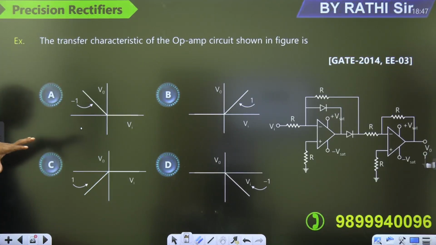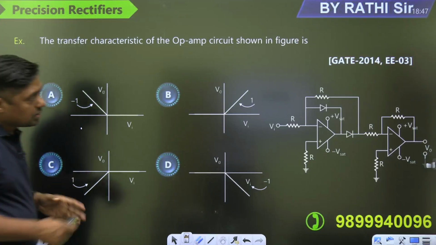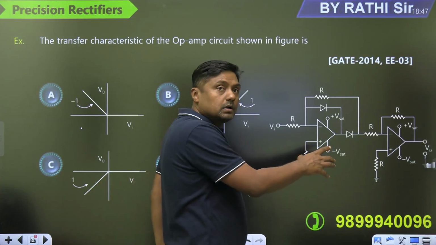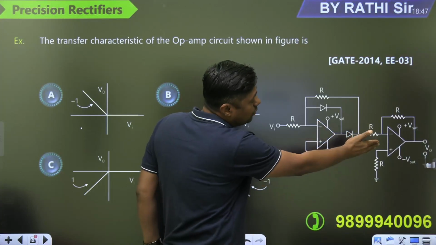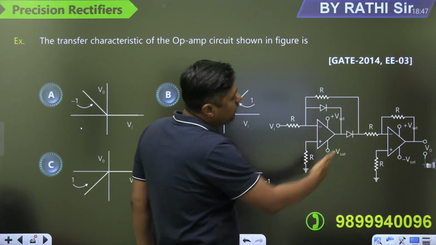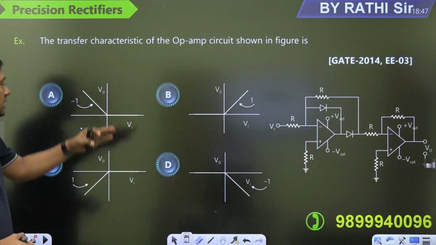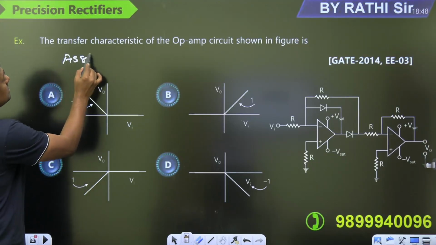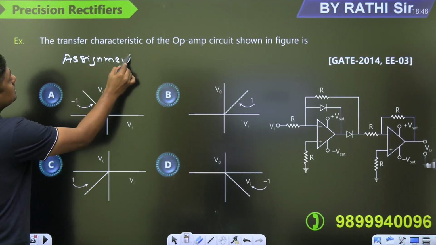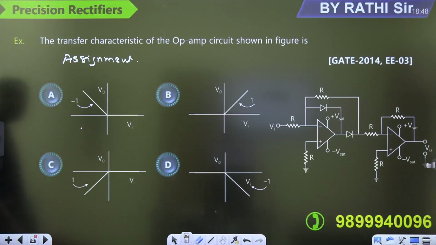This is another question: the transfer characteristics of the operational amplifier circuit shown in the figure. I think it is visible to you. This is a half-wave rectifier, already I have discussed. And what is this? Inverting operational amplifier. So a half-wave rectifier followed by an inverting operational amplifier, then which characteristic is correct? Second assignment, 2014, electrical branch. That is the precision rectifier, but the word precision rectifier is not used here.